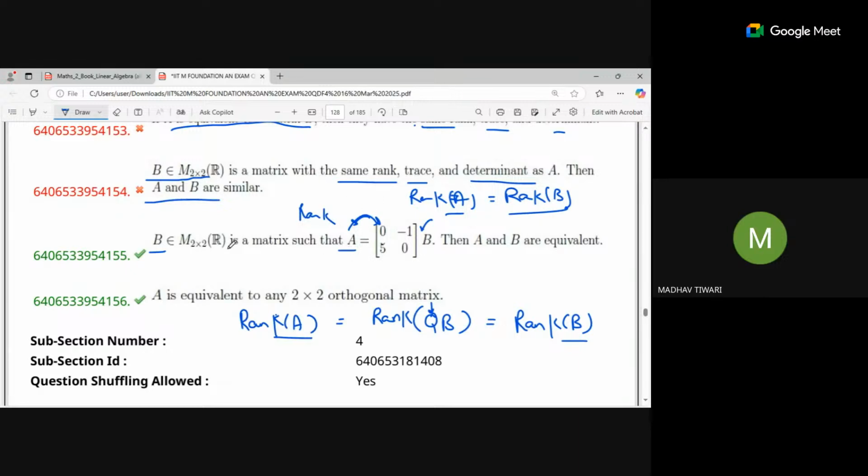That's also fine. But here you don't have to find out B. You just have to check that they are equivalent or not. So by checking the rank, if rank is same, then it is equivalent. Otherwise, you can go.